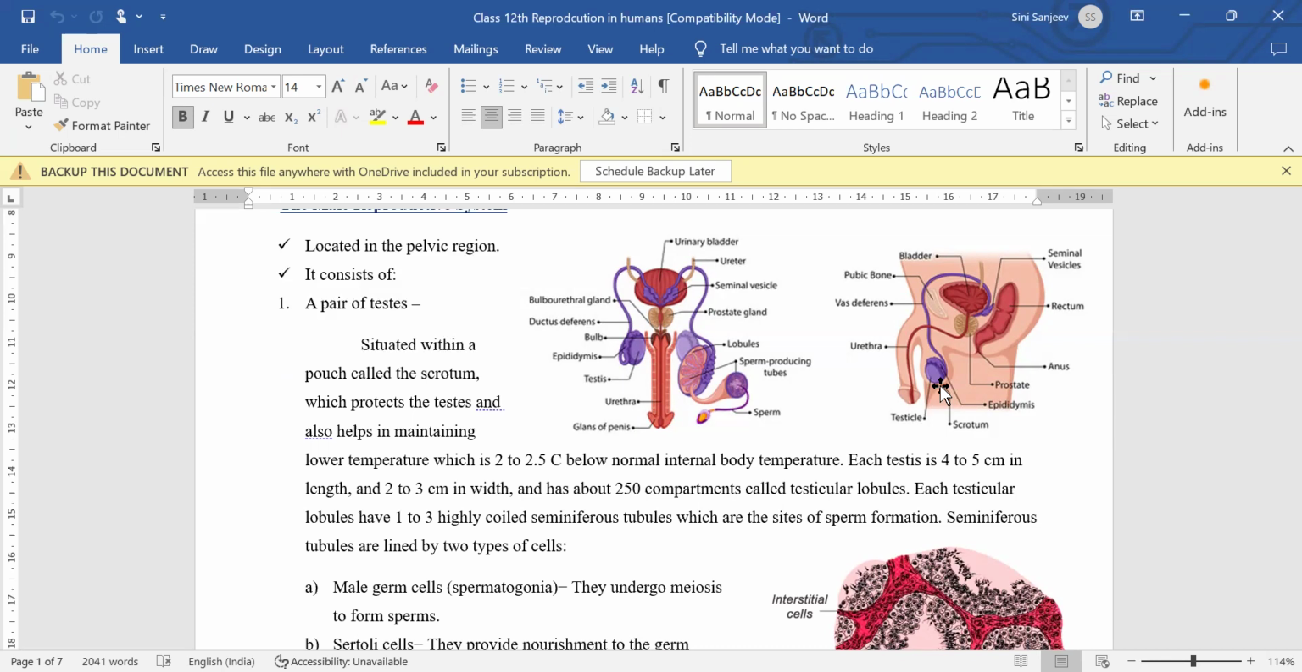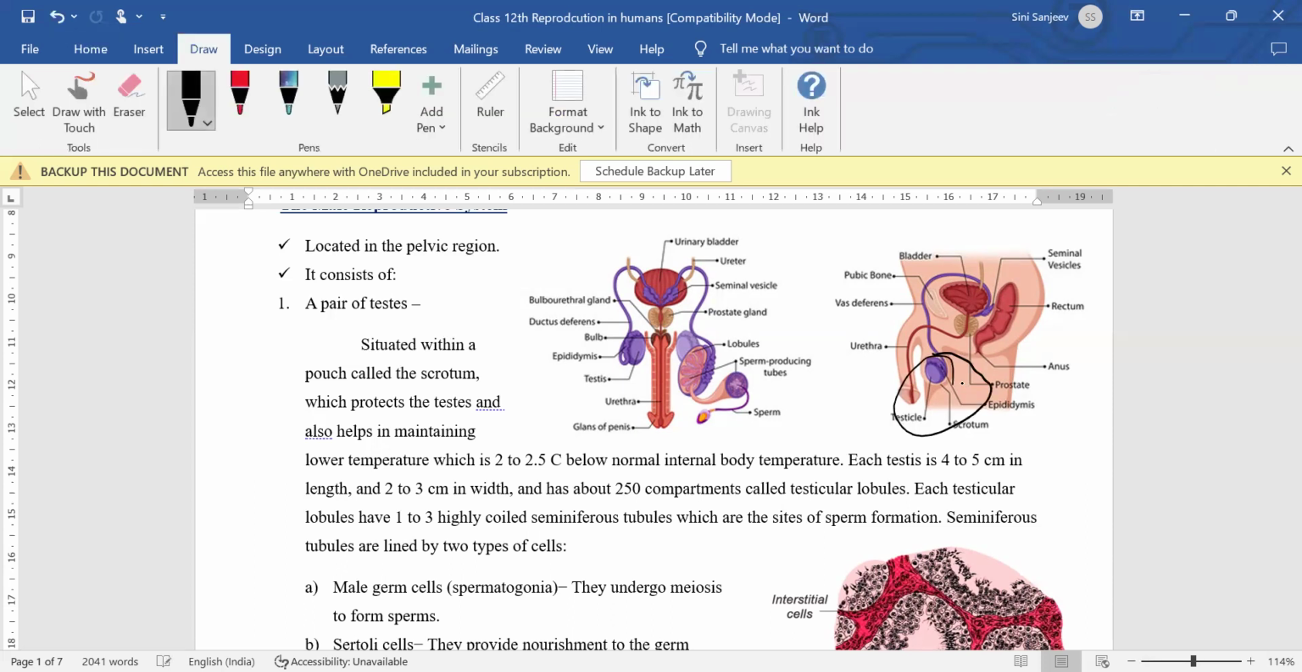Plus, if you see the dimensions of the overall testis, it is 4 to 5 centimeter in length and 2 to 3 centimeter in width. Plus, it will be having small lobules, small thread-like lobules. About 250 compartments will be present over there. So this is how the testis looks. Fine. So each of these lobules is having, now I told you the three glands, right?